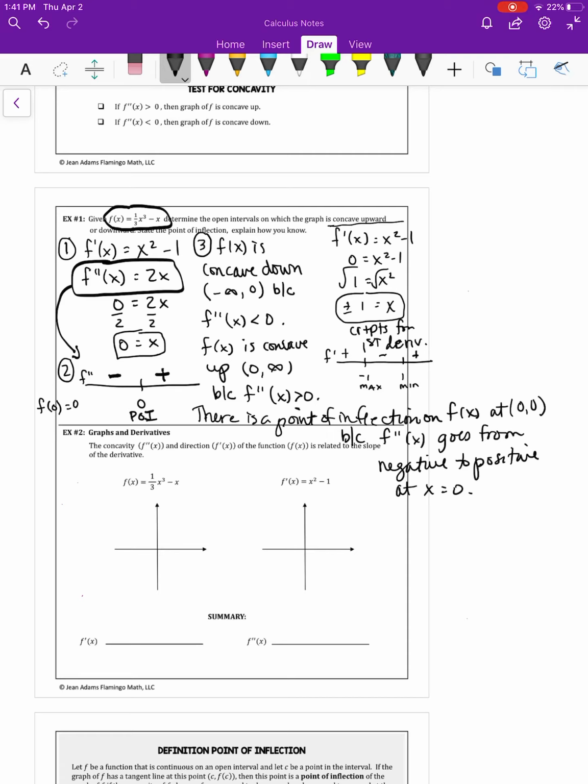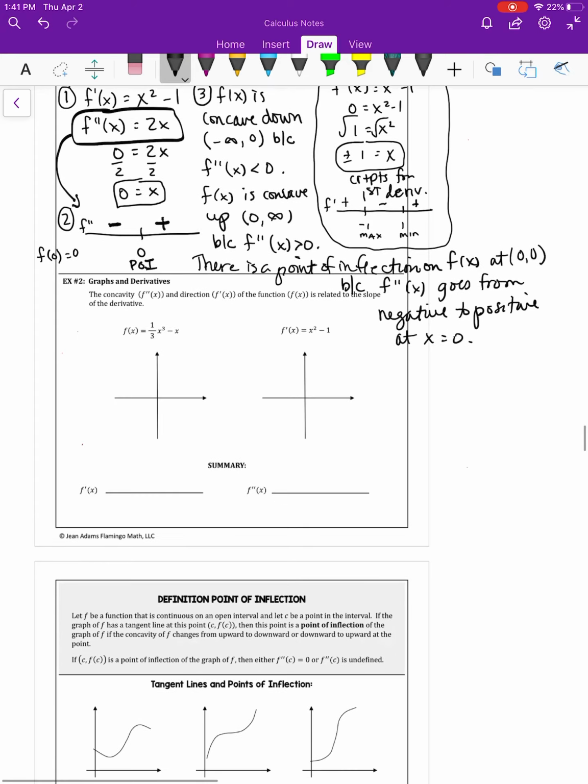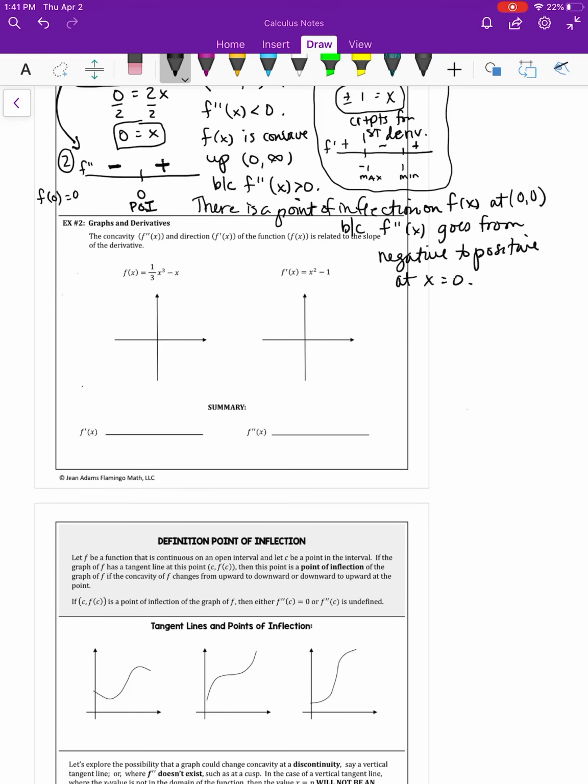Do you see how, for what it was asking, we really didn't need this at all, but I wanted to connect it to what we had just done in 5.3. So now let's look at example number 2, the concavity, which you would find by the second derivative, and the direction of the function, which you would find by the first derivative, is related to the slope.